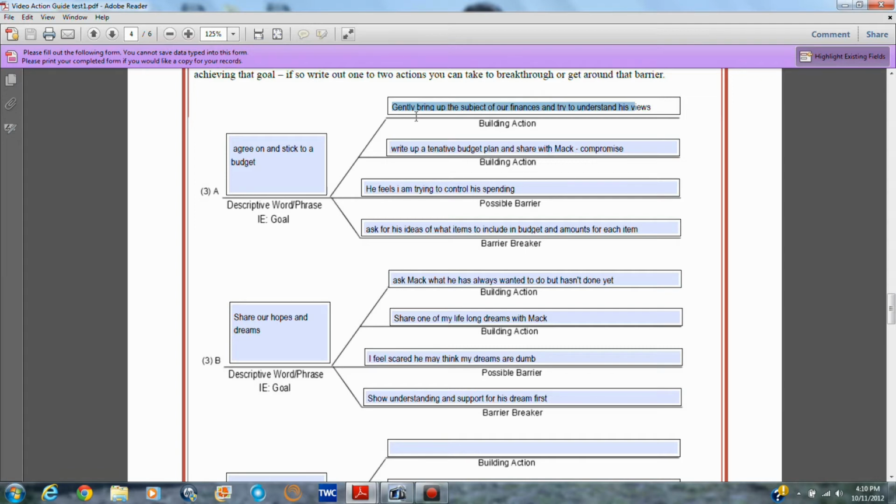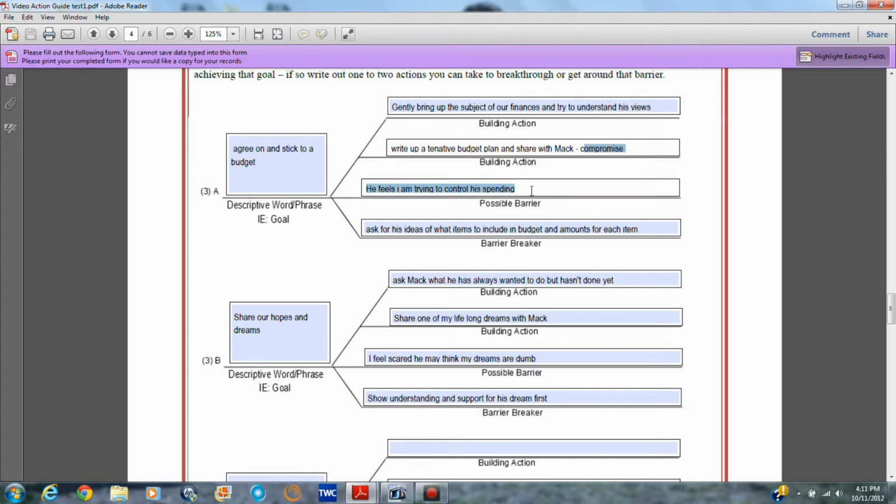Well, first she can bring up the subject of her finances and try to understand his views. By bringing it up gently, she's going to avoid the 4 deadly poisons. By trying to understand his views, generally anytime someone really genuinely tries to understand your viewpoint, you usually experience that as a sense of acceptance, a sense of being understood, and it's positive. So she's going to be adding to his positive balance of feelings for her. Action number 2, she could write up a tentative budget and share it with Mac, but clearly make sure he understands it's compromise. This is just like an idea, and what do you think about it kind of thing.